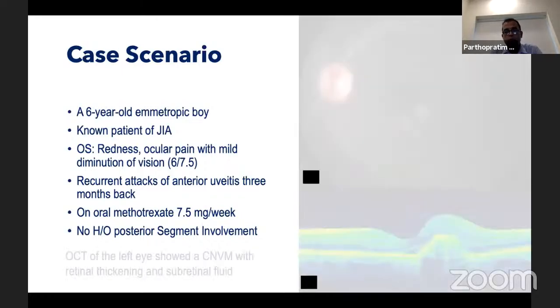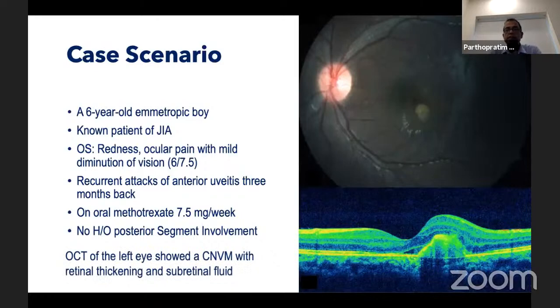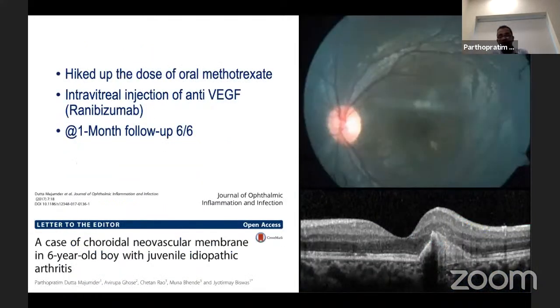Now let us see some photographs here. When we examined the child, this was the picture here. You can see here a yellowish white lesion surrounded by a hollowness here. So when we did an OCT, you can see here there is a breach in the Bruch's membrane, and it was a case of inflammatory CNVM. So this is very important to understand that sometimes JIA, juvenile idiopathic arthritis, can present with CNVM. And we treated these patients with anti-VEGF and they responded dramatically within a month.